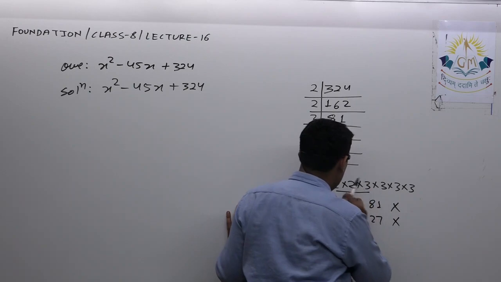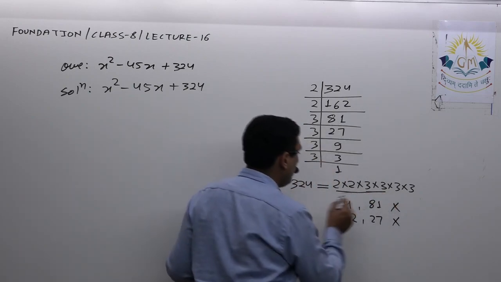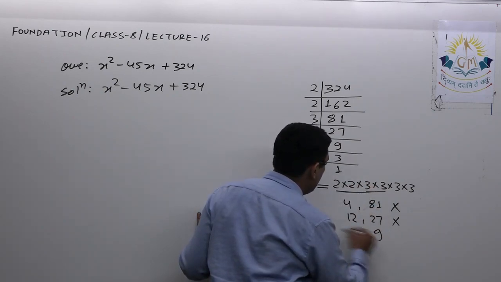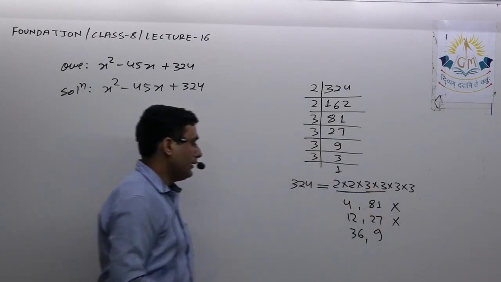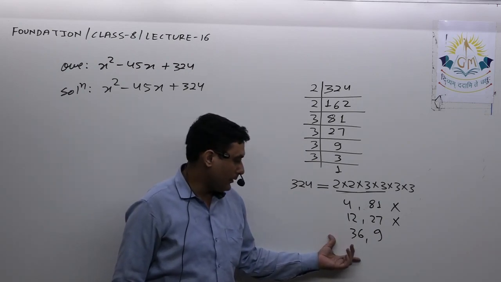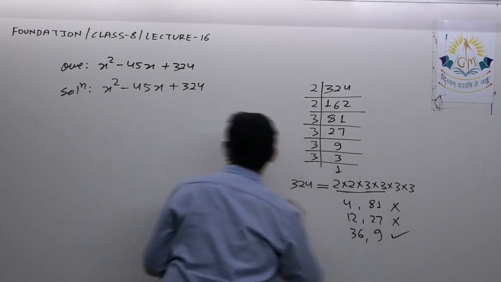So now the next combination, if I include this up to this, this will become 36 and 9. Yes, this is the correct option, because their sum is 45. 36 plus 9 is 45. So this is the correct combination.